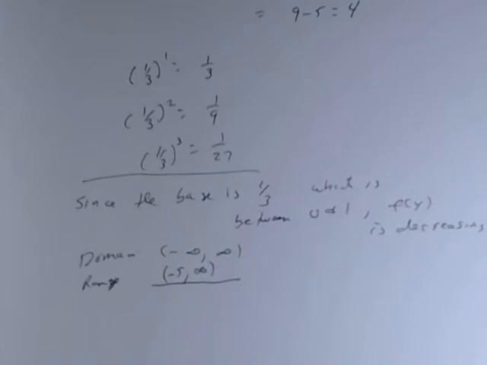So that's your range. So it's very simple to graph these exponential functions. Once you find your horizontal asymptote, and once you know whether it's above or below, you plot 3 points, and then you connect them.